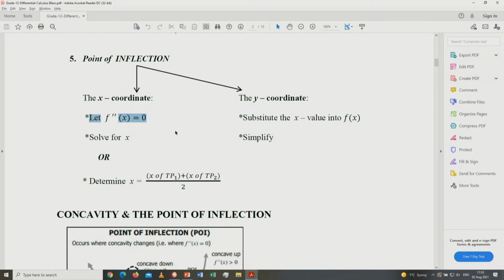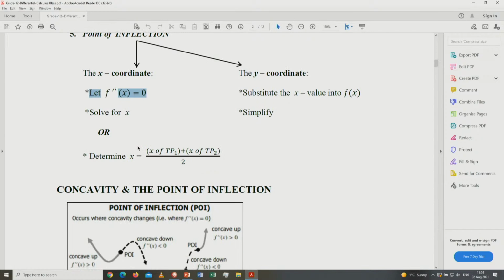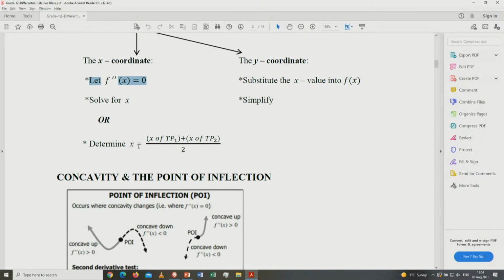At the point of inflection, the second derivative is equal to 0. From there, you differentiate twice, equate that to 0, and solve for the value of x. Thereafter, you substitute the value of x into the original equation to determine the corresponding y value. Then you'll have your point of inflection, where the curve changes its concavity.